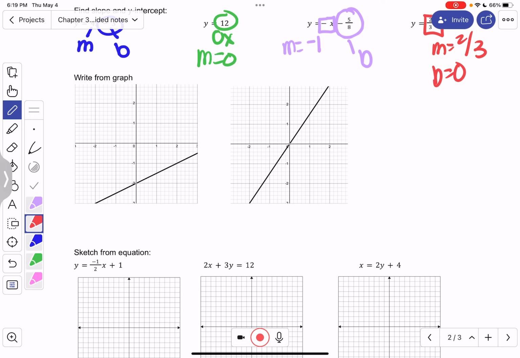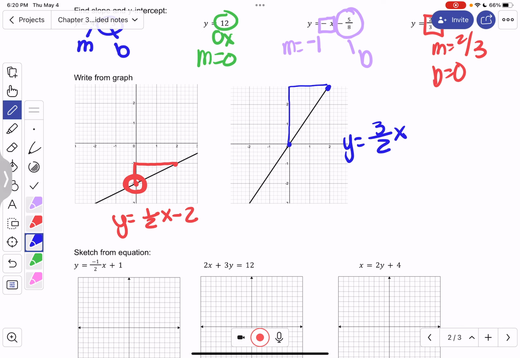From a graph, we just find those two things. So here's a point and here's a point. To get our slope, we go up 1 over 2, so our slope is 1/2. And then the y-intercept is right here, which is negative 2. So we'd write y equals 1/2 x minus 2. The next graph, the y-intercept is 0. Another point's here, so our slope would be up 3 over 2. So we could write it as y equals 3/2 x, or we could put the plus 0 if that makes you feel more comfortable.